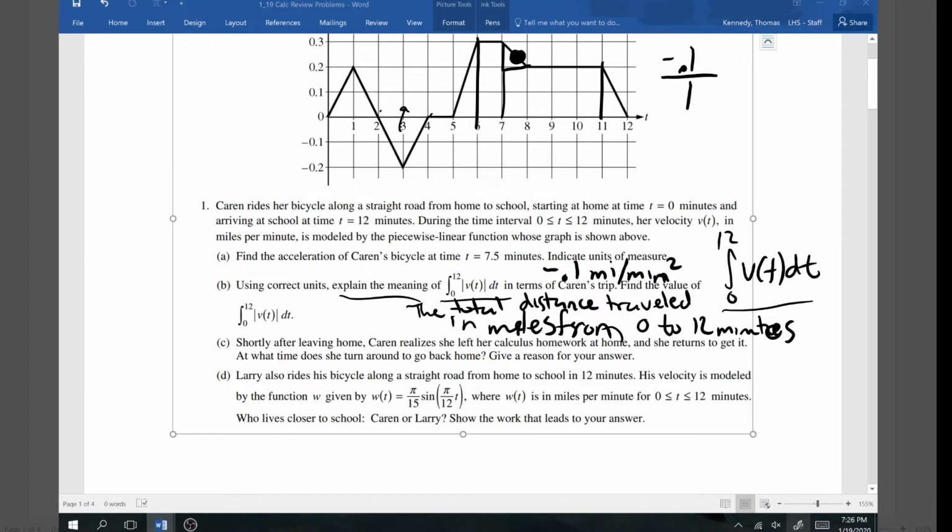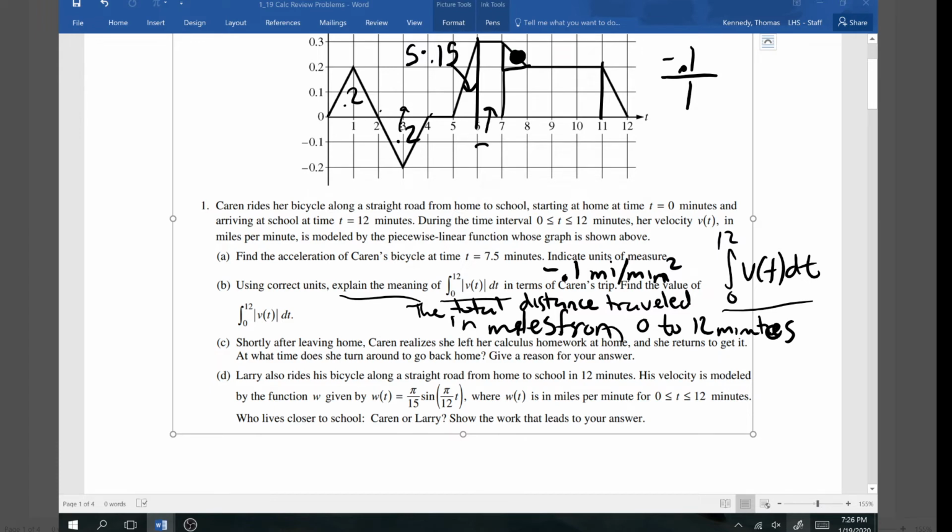1/2 times 2 times 0.2 is 0.2. So this also has an area of 0.2. Then 5 times 0.3 divided by 2 is this area. So that's 5 times 0.15.